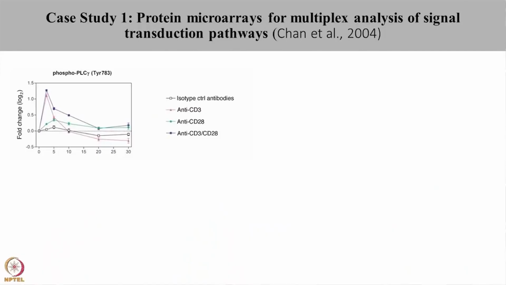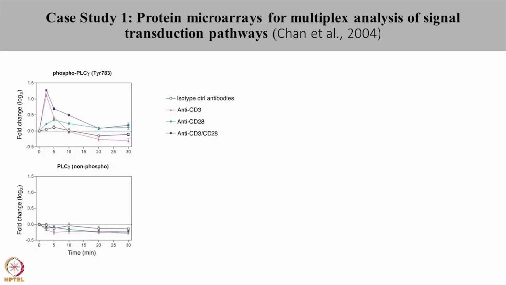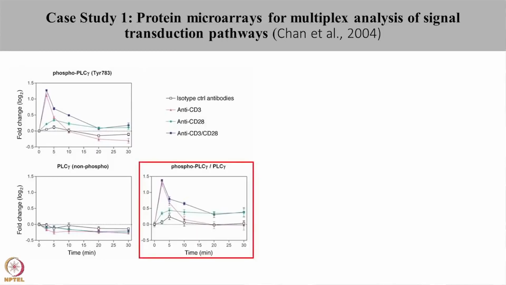Further, to study the signal transduction kinetics, the authors studied the phosphorylation level of phospholipase C gamma protein. In this again the cell lines were treated at different time points and cells were treated with isotype antibodies as control, with CD3 antibody, CD28 antibody and a combination of CD3 and CD28 antibodies. Also the protein microarray was probed with non-phospho antibodies to study the overall concentration of phospholipase C in the cell lysate.